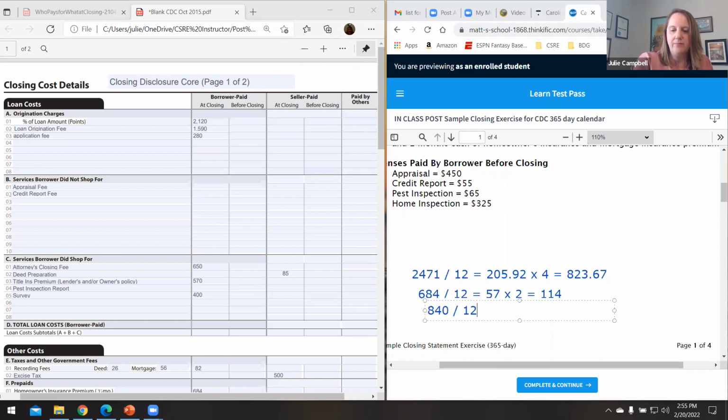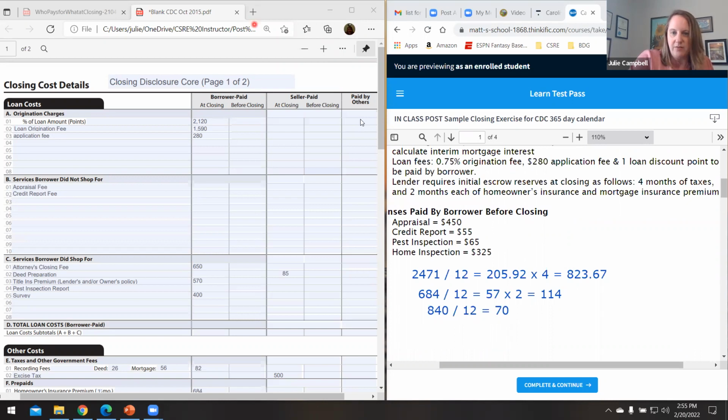Break it down to monthly. And they also want 2 months. So monthly is $70 times 2. So this is the money that they're going to collect at settlement.